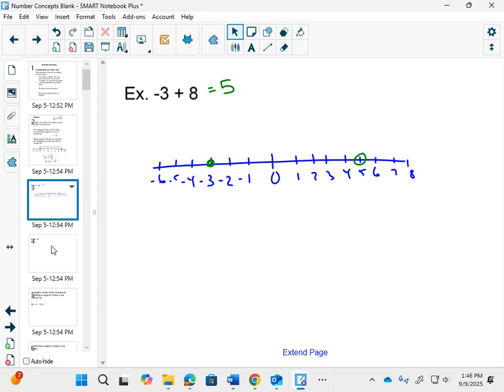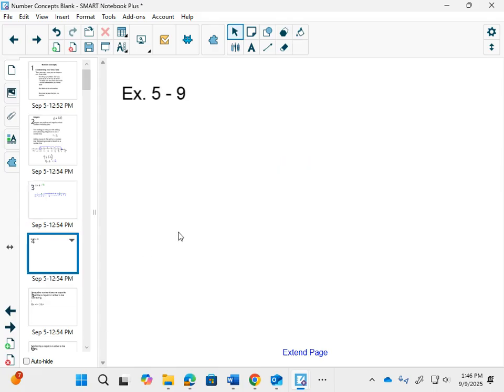So I want you to try this one on your own. The second one then. Can you just put the answer? You can, if you can do it in your head and put the answer, perfect. If you want the number line to help you, excellent. I want you to put the answer for the first one too.